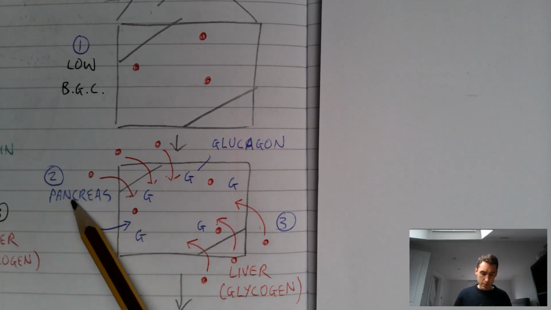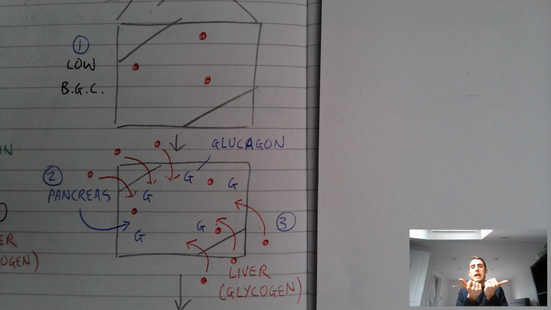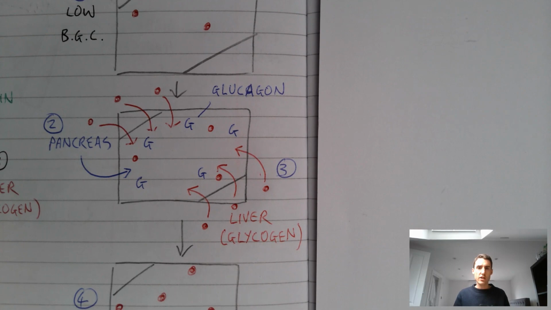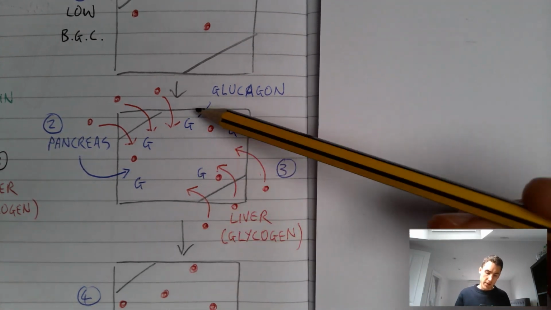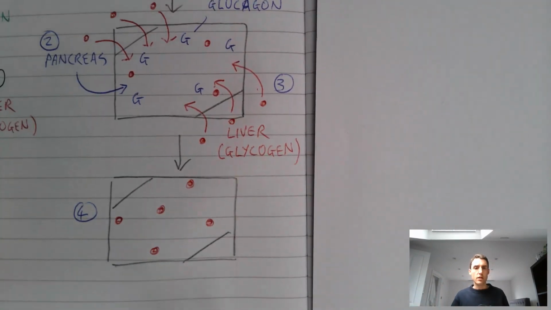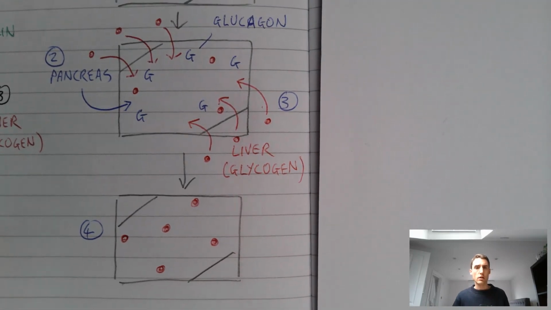And essentially, what happens is the pancreas releases glucagon into the bloodstream, and glucagon does the exact opposite to what we saw before. So in this case, whereas before the insulin caused glucose to exit the bloodstream, glucagon does the opposite thing. It causes glycogen in the liver to be converted back to glucose. That goes into the bloodstream, and therefore you end up with a restored blood glucose concentration at the normal level.